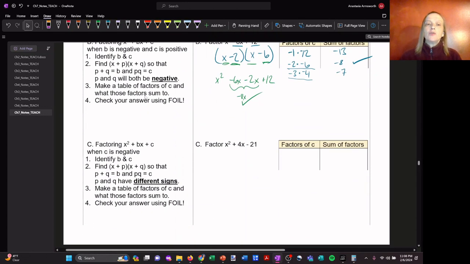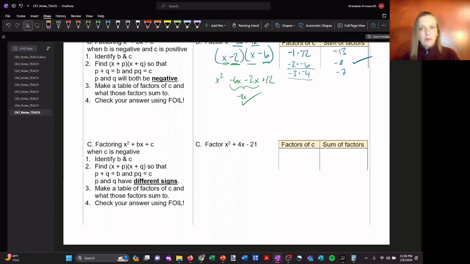So what do we do when C is negative? When C is negative, then one of the factors needs to be positive and one of the factors needs to be negative. One needs to have an addition sign, one needs to have a subtraction sign, because that's the only way you can get a negative number is by multiplying together a positive and a negative. So we're going to choose a p-value and a q-value so that p times q equals C, but our p and our q are going to have different signs.